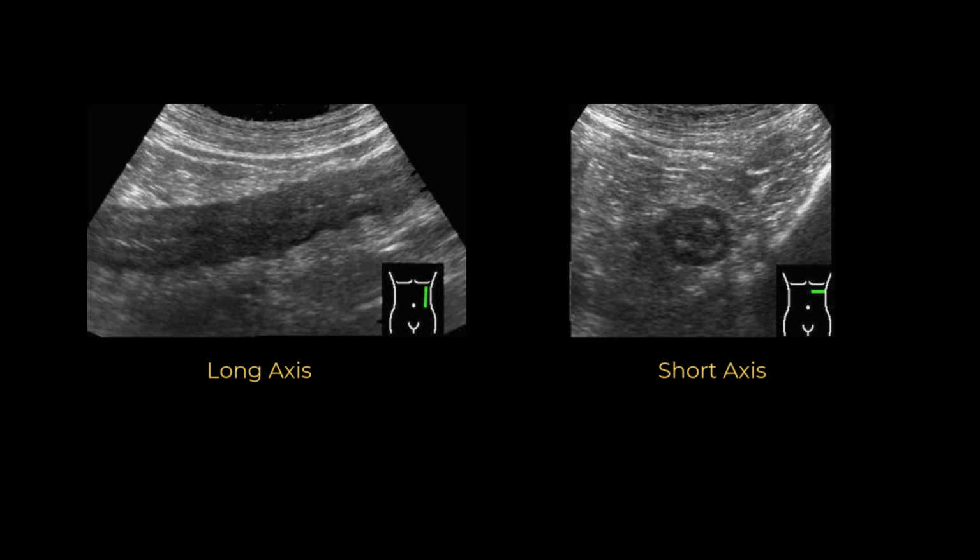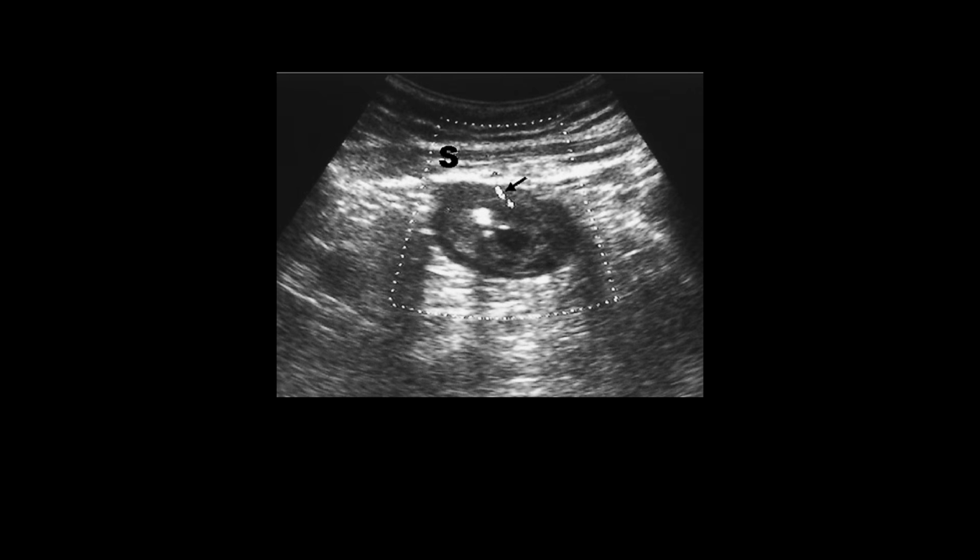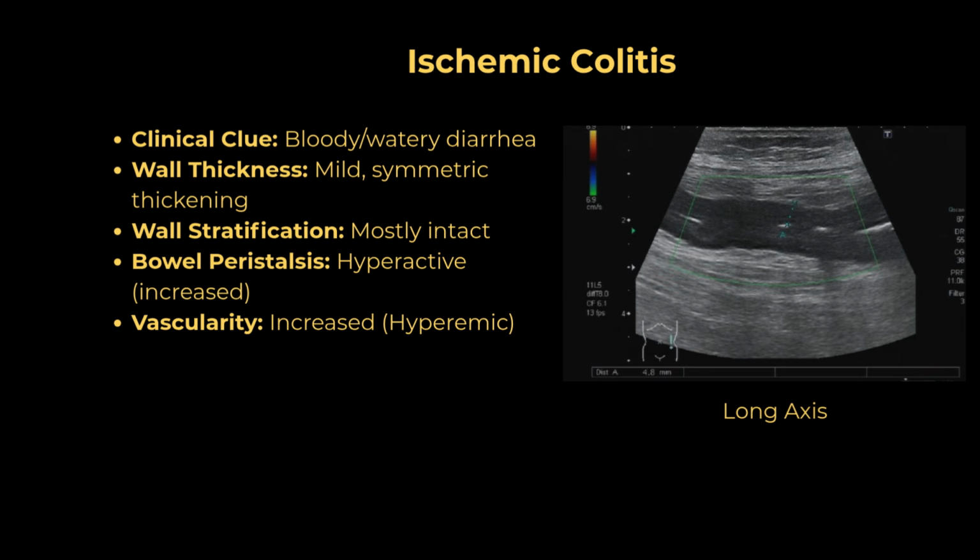Bowel diameter is usually reduced. The lumen appears narrowed because the wall is swollen inward. Peristalsis is absent or very minimal in the affected segment. Vascularity is the most important Doppler finding. In the ischemic phase, there is absent or very low blood flow in the bowel wall. In the reperfusion phase, blood flow may increase as circulation returns. The affected bowel segment is rigid and non-compressible. The lumen is often empty or may contain a small amount of bloody fluid or debris.